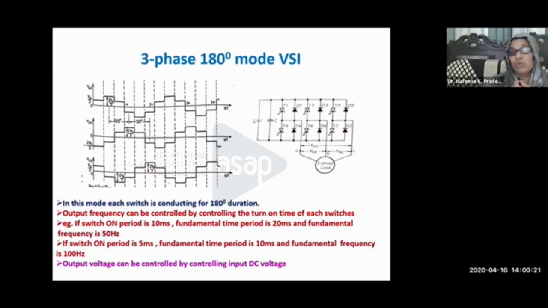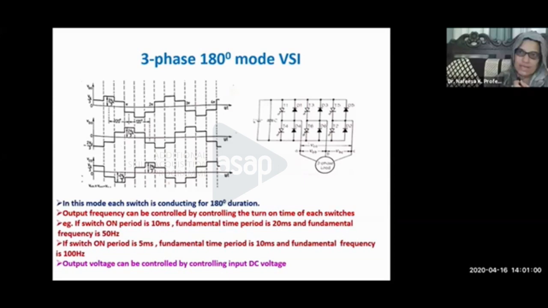The frequency is 1 by 20 milliseconds, which is equal to 50 hertz. And if you want to double the frequency, then what will you do? You will change the switch on time of the switches, and let it be 5 milliseconds. If it is 5 milliseconds, the fundamental period becomes 10 milliseconds. So what is the frequency? 1 by 10 milliseconds is equal to 100 hertz. So in this way, by varying the switch on period of these thyristors, you are able to vary the frequency.